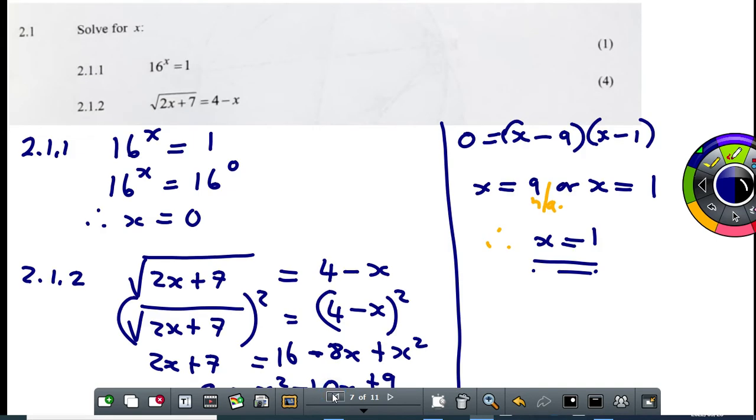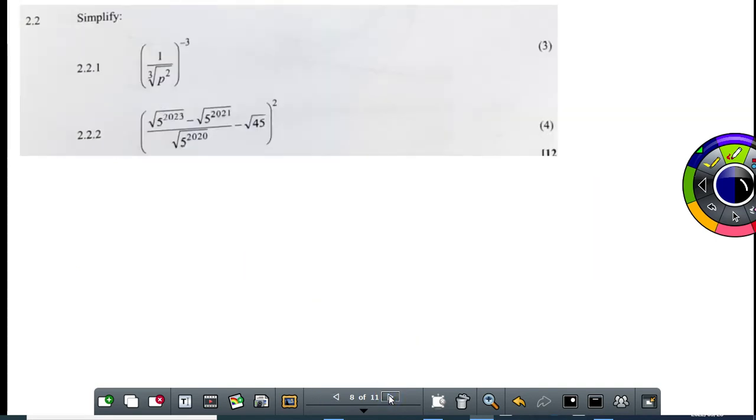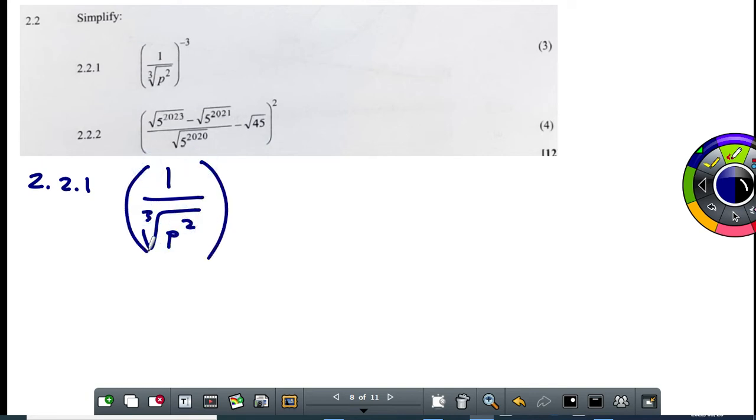Yeah. Then exponential expressions. So, you don't have to be scared because we saw that 1 over the cube root of p squared, all this raised to the power of negative 2. You don't have to be scared.